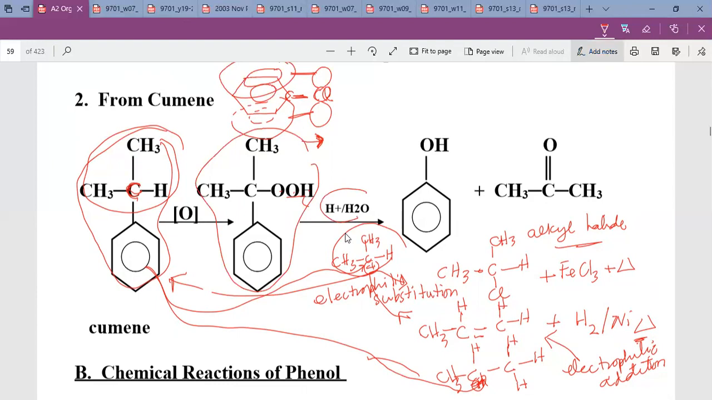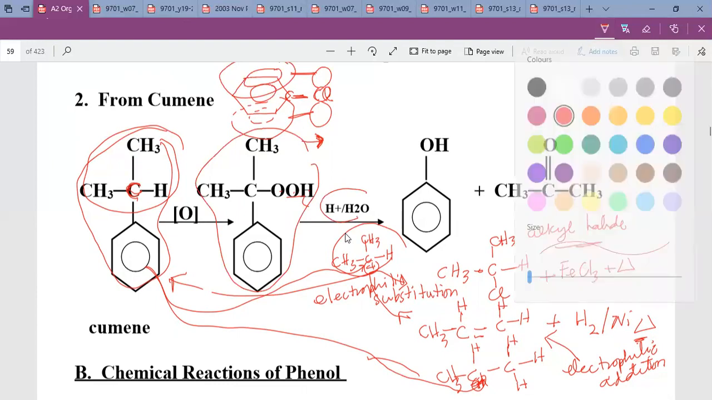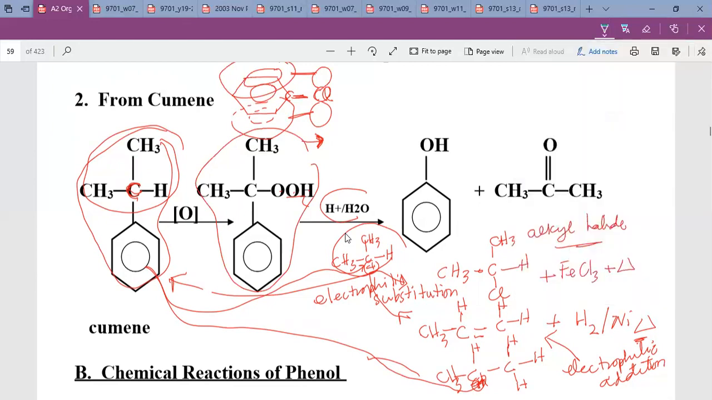This part here, I'm going to put blue ink. Now remember, this part here will come out as a peroxide. So when you go inside here, the water, H, the OH here will enter the ring to form your phenol.